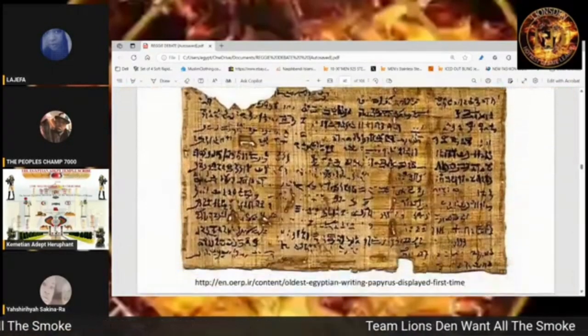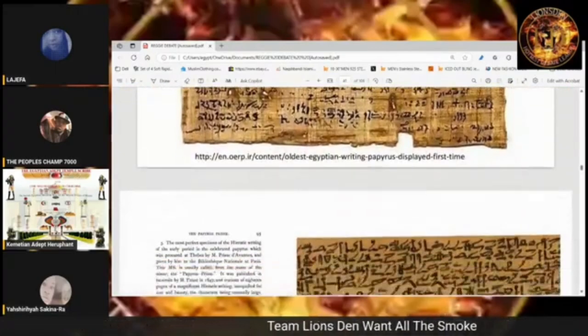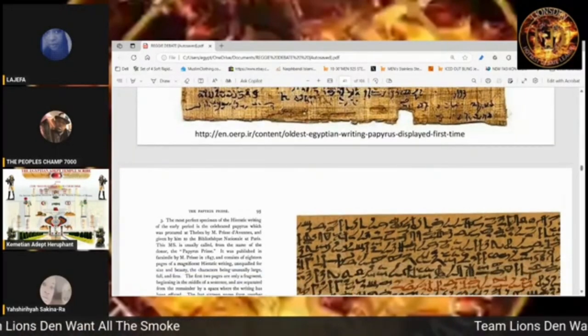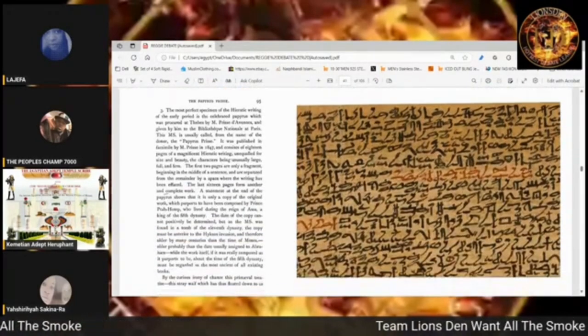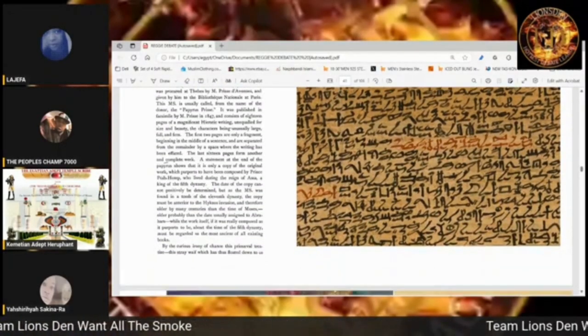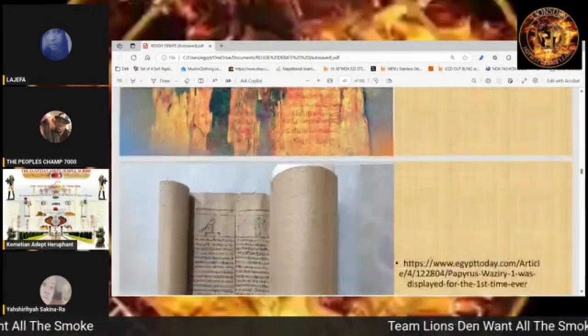This is more hieratic papyri. The oldest Egyptian writing papyrus displayed for the first time. You know, I actually have it there. This is actually Papyrus Prisse. This is the Book of Ptahhotep. That top line is the one that I transliterated and showed to them earlier. This is the oldest book. So all this stuff was written in hieratic.